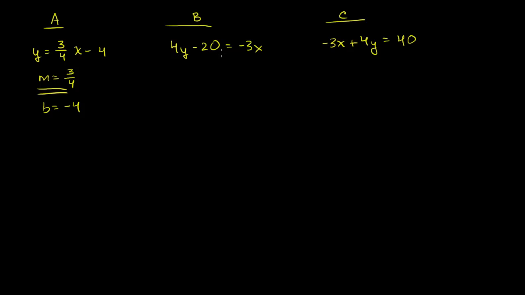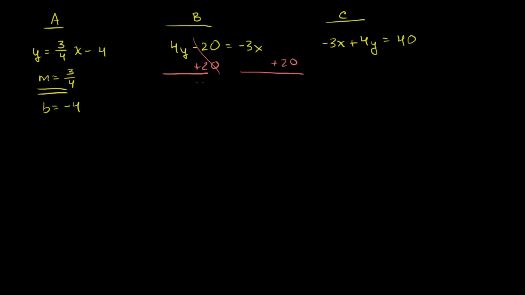Line B isn't in any kind of standard form. It's not in standard form, slope-intercept, or point-slope form. But let's see what the slope of this line is. To get it into slope-intercept form, which is really the easiest one to pick out the slope from, let's add 20 to both sides of this equation.